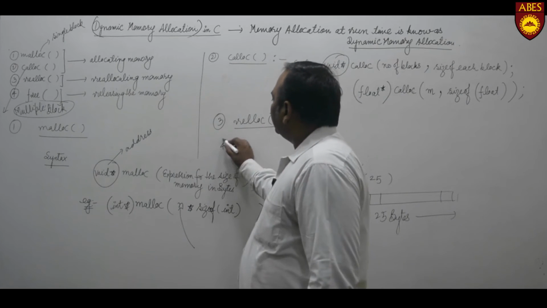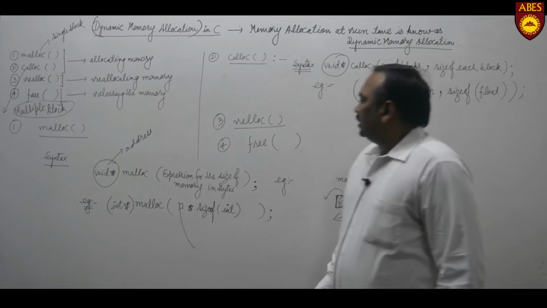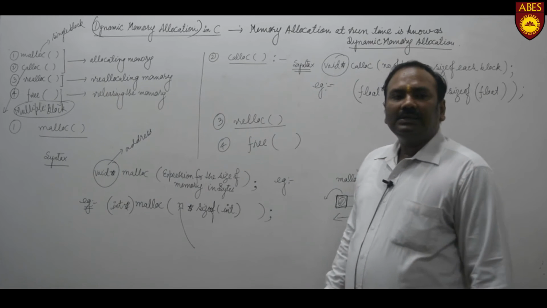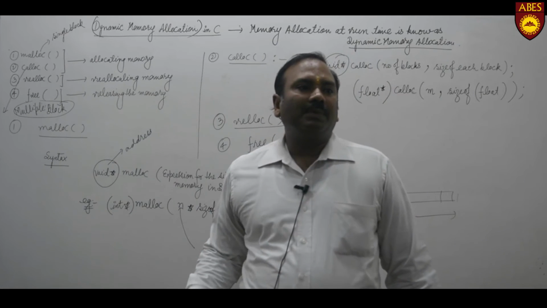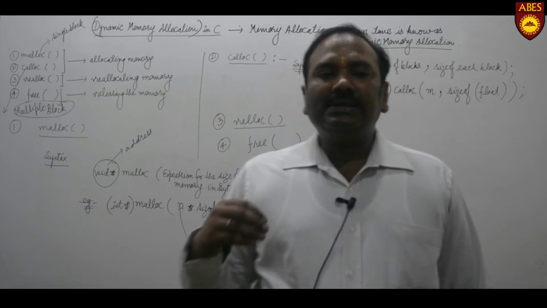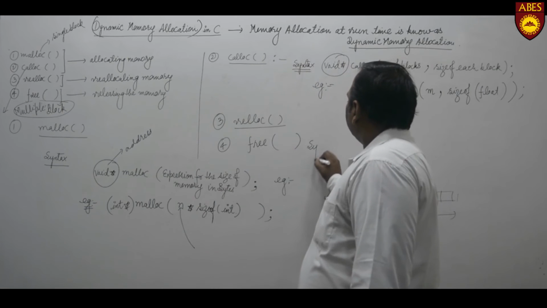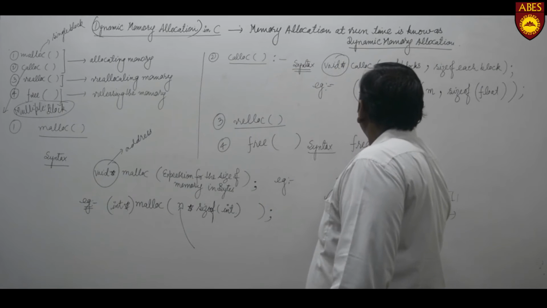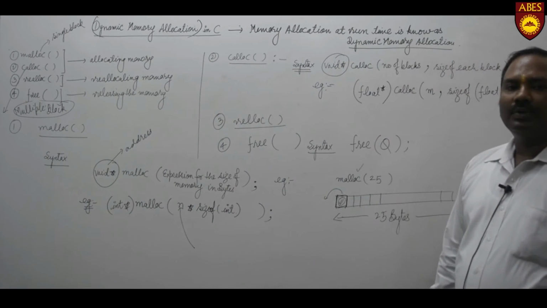Now the fourth function is free. The free function is used to release the memory so that it can be used for some other purposes also. If our purpose is solved, then we have to release that memory. So free, and the syntax of free is free and the pointer to its first location.